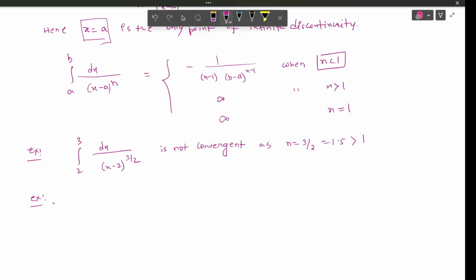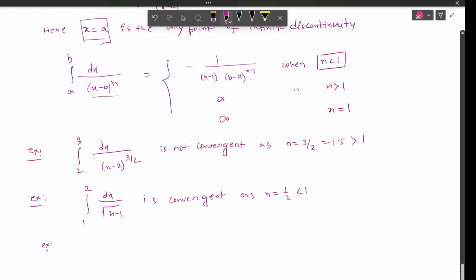Now let us take another example. If we say integration 1 to 2 dx by square root of x minus 1, this is also in this format, right? If we put 1, it will be infinite: 1 minus 1 is 0, 1 by 0 is infinite. So here n is half. So it is convergent, as n equals half, which is less than 1.